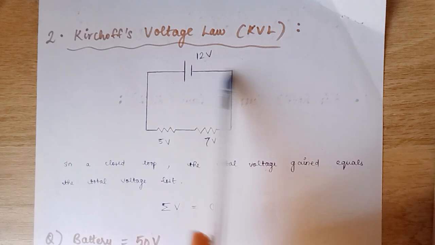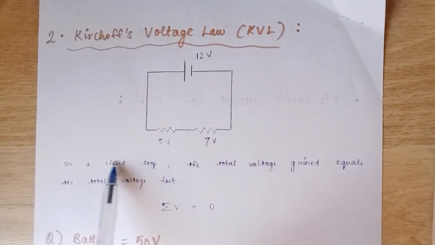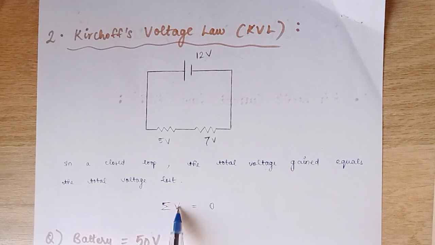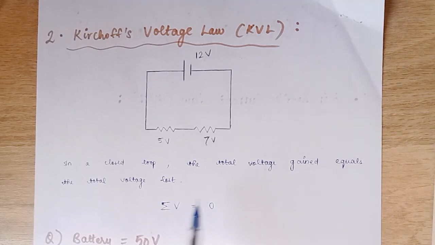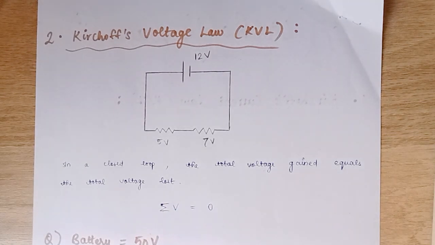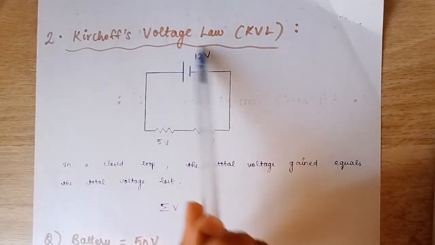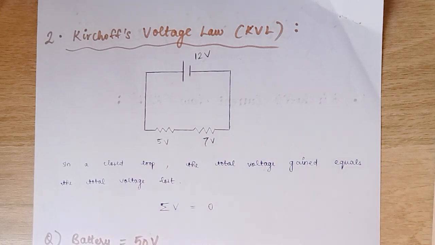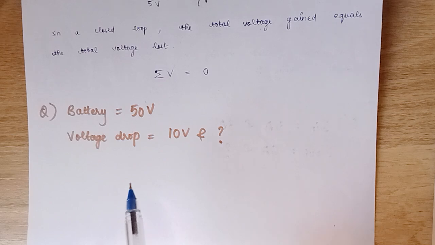So in a closed loop, the loop should be closed, or in a closed circuit, the total voltage that is gained is equal to the total voltage lost. So the sum of voltage changes is equal to 0. That is what this law tells. That is, the amount of voltage you are giving the circuit is the amount of voltage that is being used up or gained back. Let's understand this law with a question.